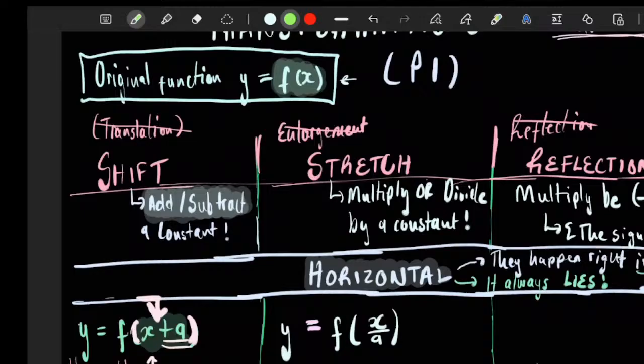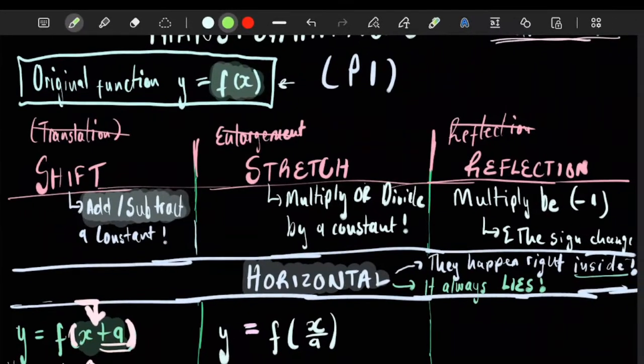Give me a second to fix this. I want you to be able to see the whole board.